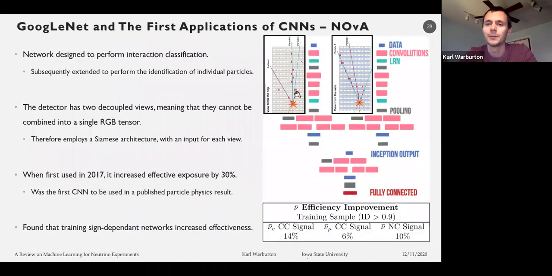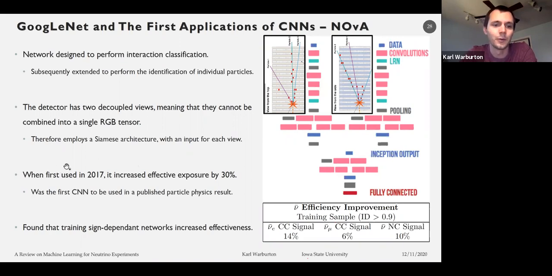For NOvA, because of the structure of our experiment, we have two decoupled views. We have readout planes that are vertical and readout planes that are horizontal, stacked one behind the other. This meant that we couldn't just combine them in the way that NEXT did. So we had to develop a Siamese structure where we take the hits from one view on one side and from the other view in another tower, and then we perform the various calculations, and then we merge them right at the end in a fully connected layer.